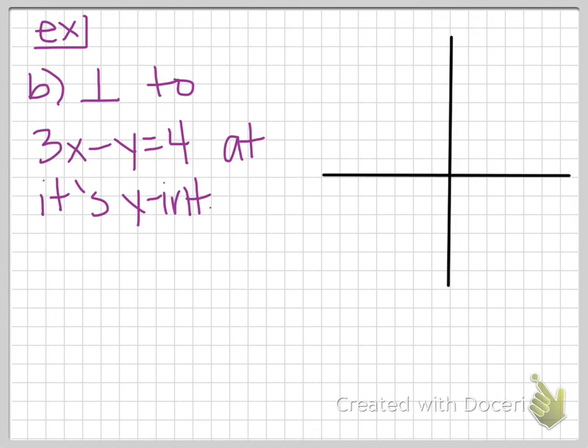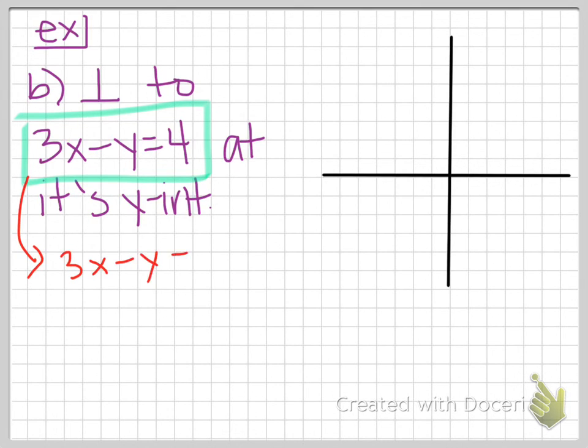So our last one for today, again, same idea. Again, there's that upside down T, so that's the symbol for perpendicular. They want you to graph a line that's perpendicular to the equation 3x minus y equals 4 at the y-intercept. So again, we're going to take this equation right here and solve it for y. I can't really do much until I get y by itself. So my first step is going to be to subtract that 3x over.